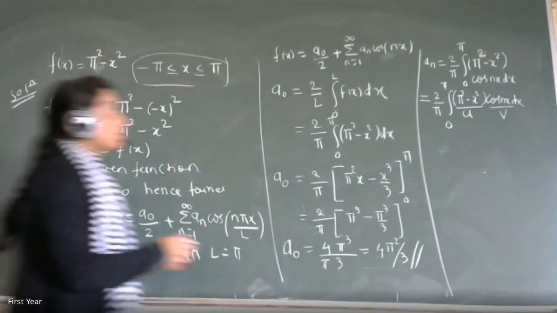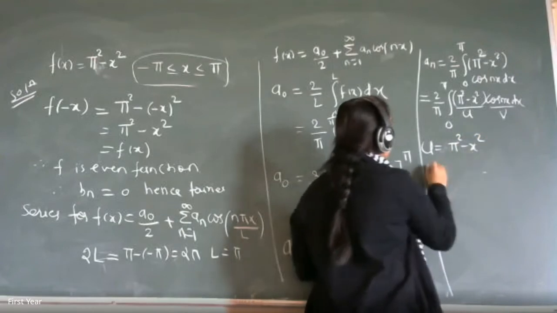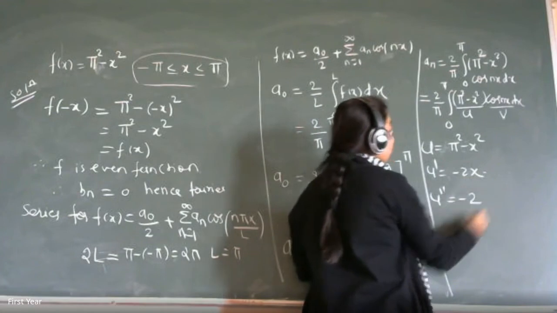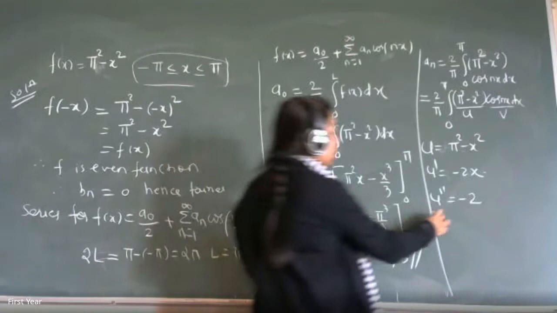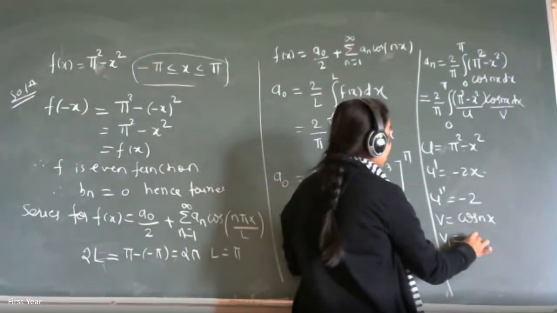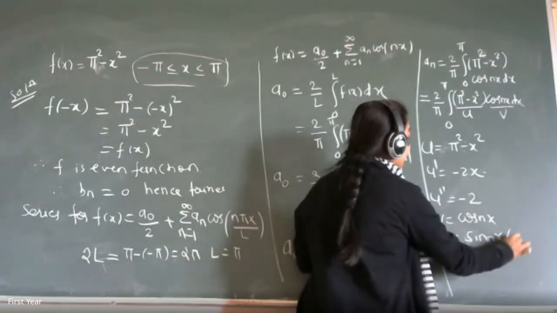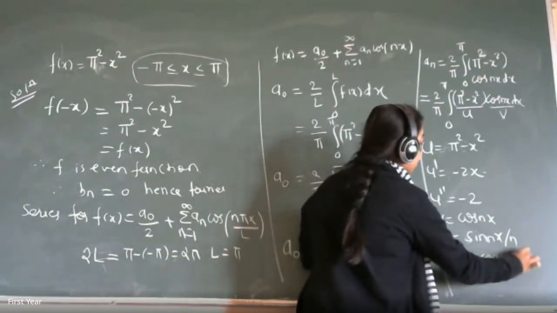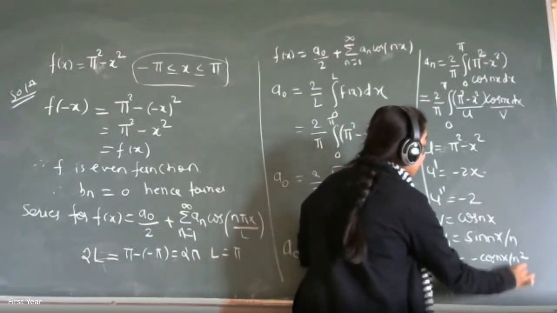If you want, I will write down: u is pi square minus x square. U dash means minus 2x. U double dash means minus 2. And triple dash onwards it is 0. Then v is cos nx. So v integration 1 will be sin nx upon n. v2 will be minus cos nx upon n square. And v3 will be minus sin nx upon n cube.